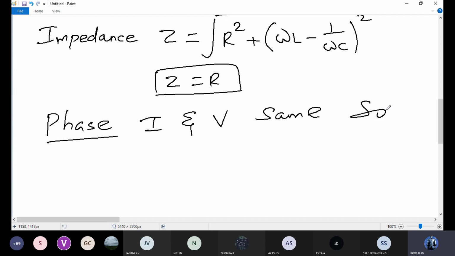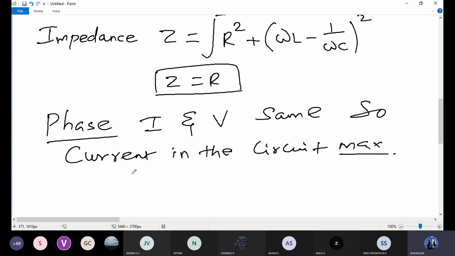So the current in the circuit is maximum. In this condition, the LCR circuit is called in the resonance condition.